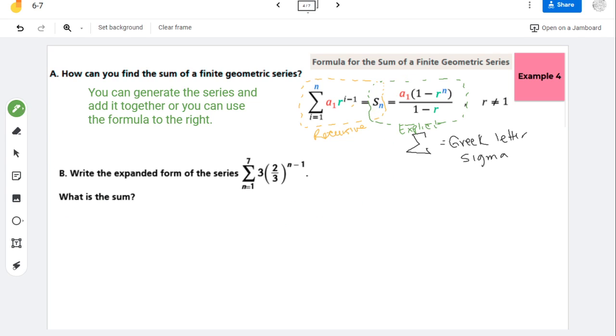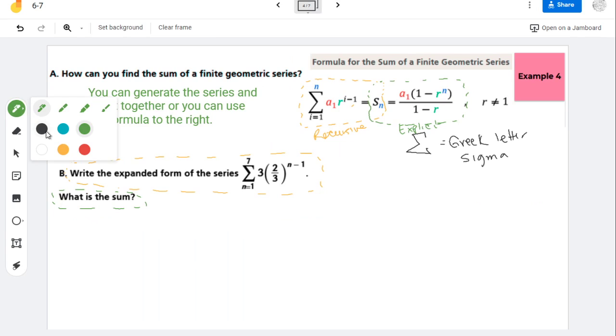So let's go ahead and do part B here. Part A specifically says, how can you find the sum of this series? To answer that a little more thoroughly, you can either use the left-hand side of this equation to generate a list and just add those together, or you can use the right-hand equation to just immediately get the sum. In these examples, I will actually end up doing both ways for you.